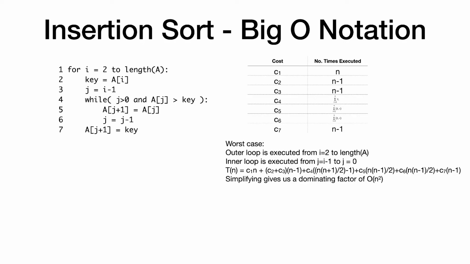Let's now think about the worst case. Remember, big O is focused around the worst case. Our outer loop is executed from I equals 2 to the length of A, and the inner loop is executed from J equals I minus 1 to J equals 0. In the worst case, the array is in descending order. We have to move every element in the left-hand subarray over one position. By summing the product of the cost and the number of times executed, we get the following equation. We should be able to see, for instance, there are several n squared terms in there. So when we simplify this equation, this gives us a dominating factor of a big O of n squared.